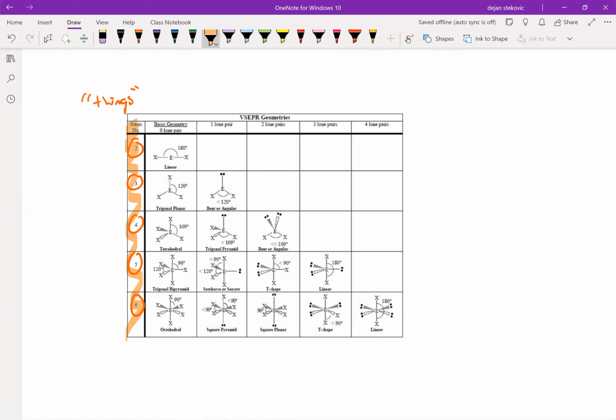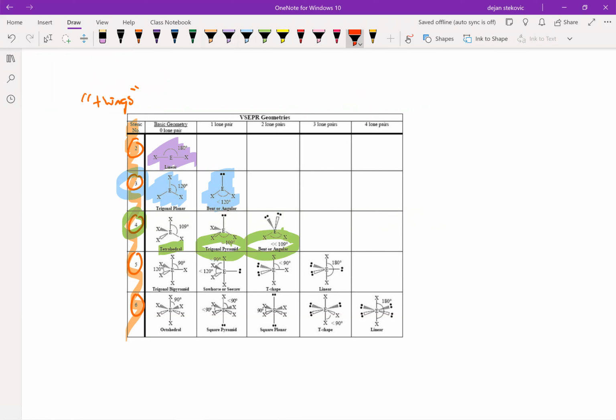When you have three things, your electron geometry is going to be trigonal planar, but your molecular geometry is going to depend on how many of those things are lone pairs. So like we said before, if they're all atoms, then you're trigonal planar. If one of them is a lone pair, then you're bent. Angular is another word you can use, but bent is more common. And then again, when you have four things, if they're all atoms, you're tetrahedral. If one of them is a lone pair, you're trigonal pyramidal. If two of them are lone pairs, then you are bent.